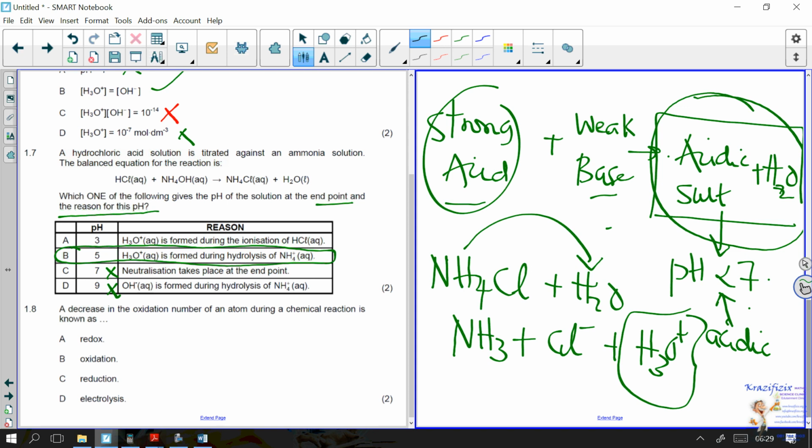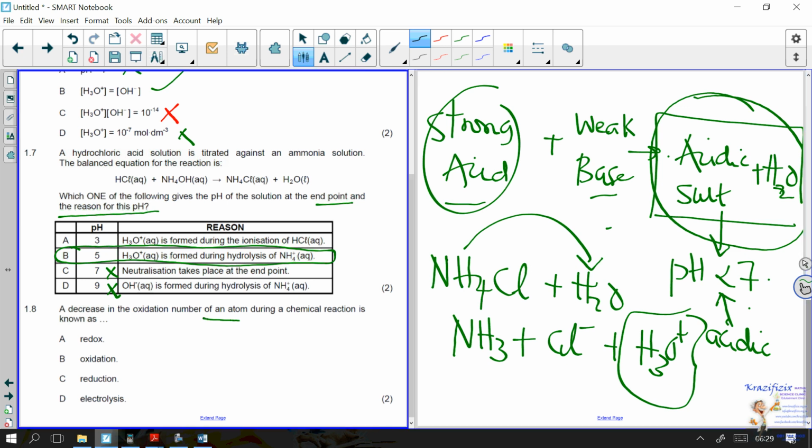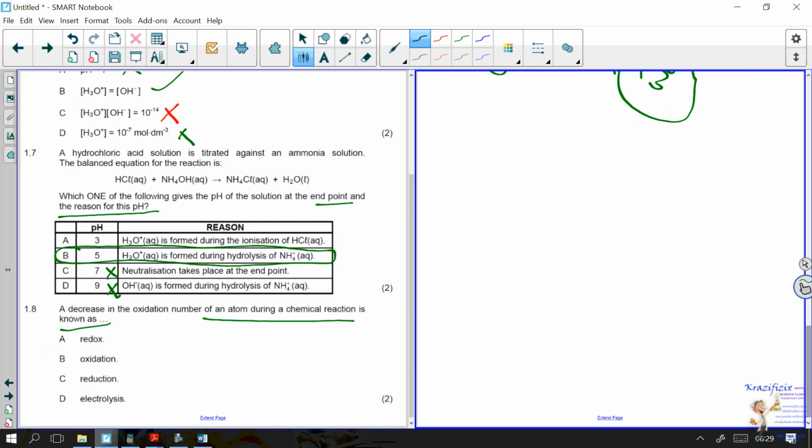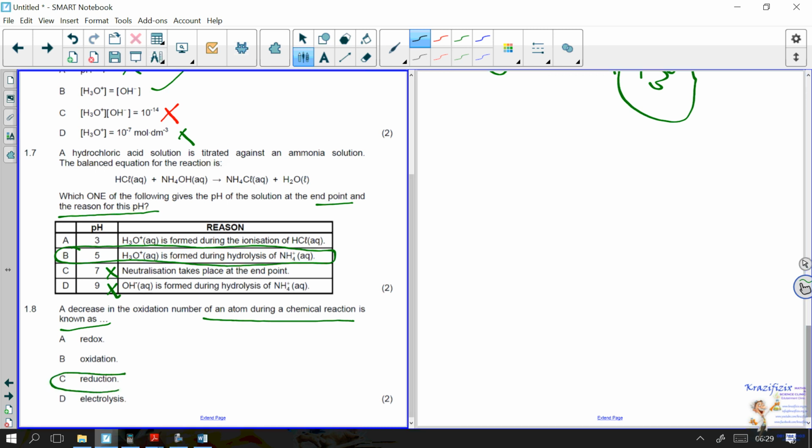Number 8. A decrease in the oxidation number of an atom during a chemical reaction. You need to know that. If you check back to the page, go to electrochemistry videos where we dealt with all of this. The correct answer here is reduction. That's the definition. A reduction is the decrease in oxidation number.